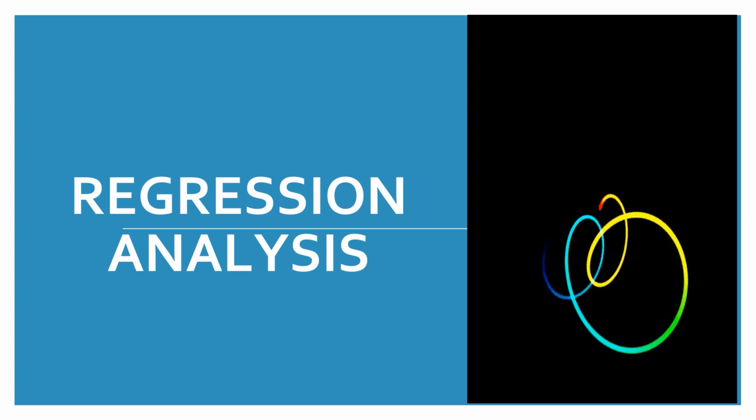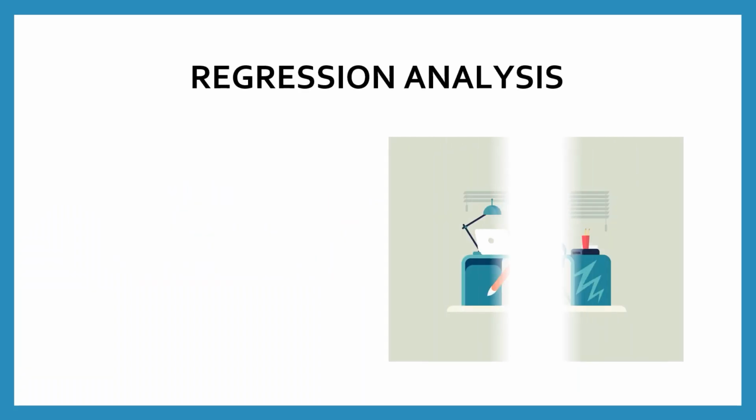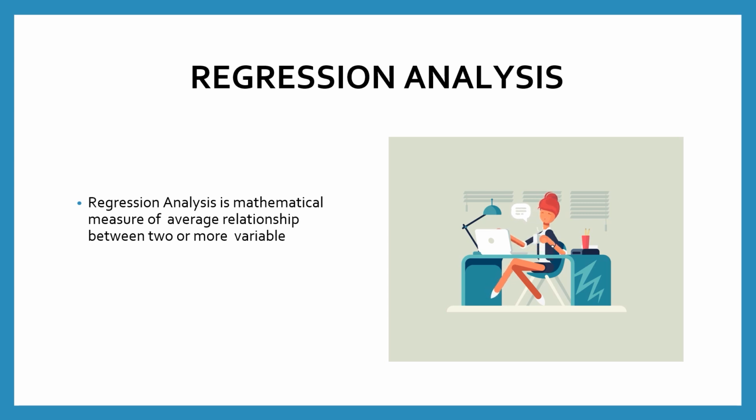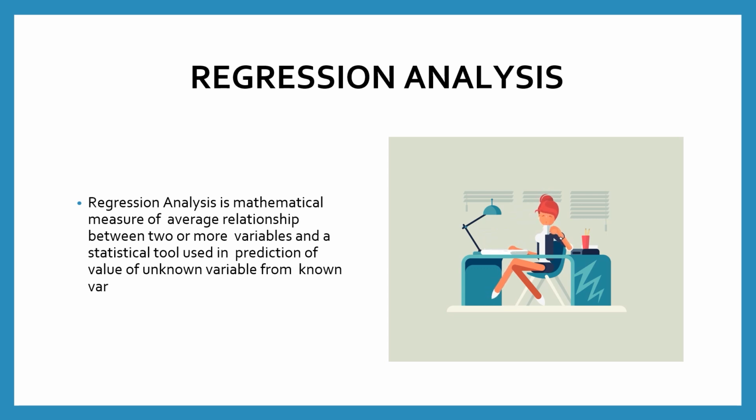Regression analysis is a statistical technique that expresses the average relationship between two variables in the form of a mathematical equation. It establishes the average relationship between two or more variables in the form of an equation through which the value of one variable can be predicted for a given value of the other variable. The variable whose value is estimated is termed the dependent variable, and the variable that is used to estimate the dependent variable is called the independent variable.